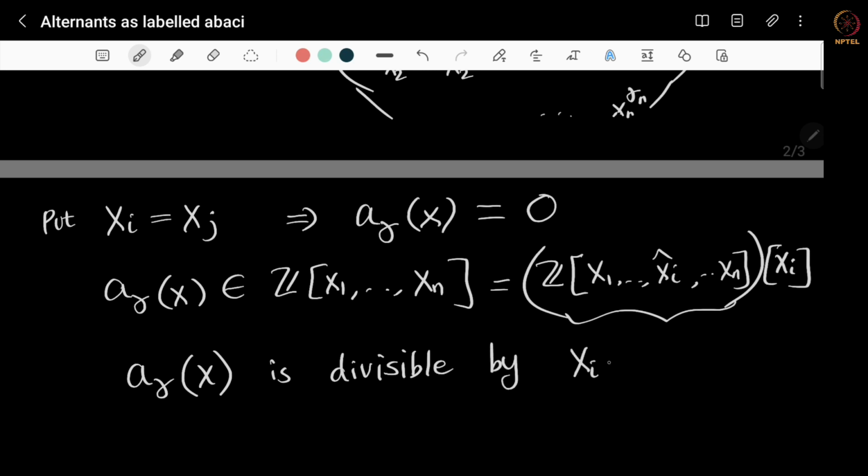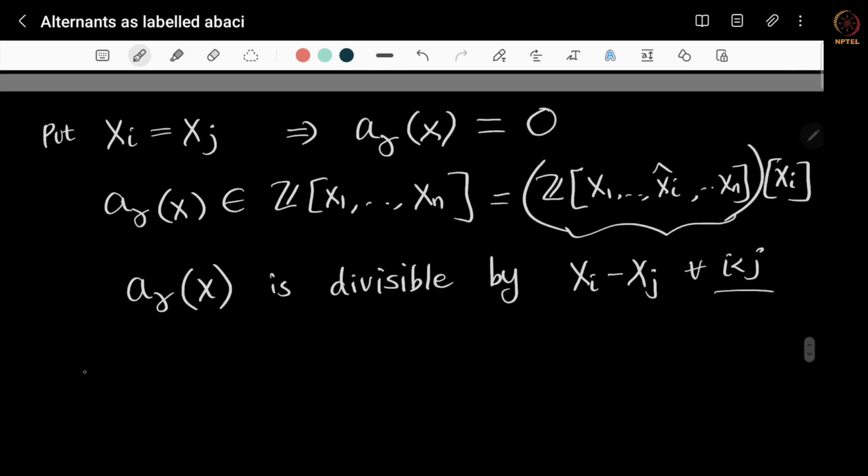Remove xi from the list, think of this as the space of coefficients, and then think of it as a polynomial in the one variable xi. Now xj is a constant really; you're thinking of the remaining variables as constants. So when you plug in xi equals xj, this polynomial vanishes. So A gamma of x is divisible by xi minus xj, and this is true for all i not equal to j. Let's not repeat terms, so let's fix i less than j. Each of these divides it.